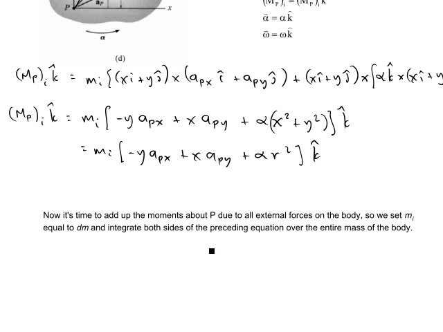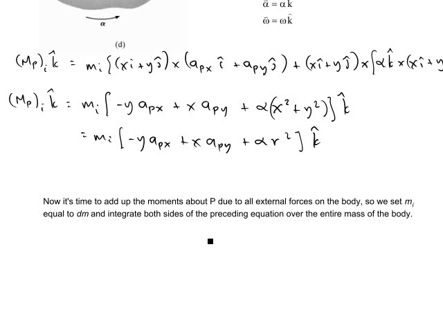These are moments about point P due to forces on one little particle. The body's made up of a lot of these particles. So to find the total moment summation about P, I've got to add up or integrate the effect of all these moments due to forces on the individual particles.